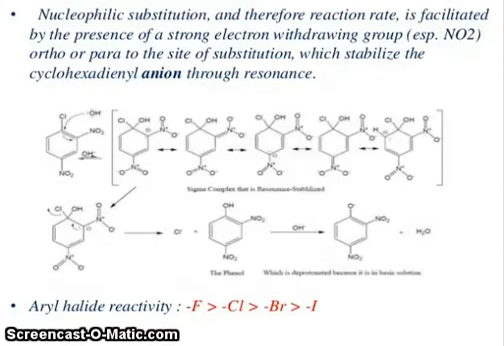Now friends, nucleophilic substitution and therefore reaction rate is facilitated by the presence of strong electron withdrawing groups, for example NO2, ortho and para to the site of substitution, which stabilize the cyclohexadienyl anion through resonance. You can see here OH minus attack on the chlorine carbon, and then they create a lot of resonating structures. So this is the reason for stability. For aryl halides, reactivity is fluorine greater than chlorine greater than bromine greater than iodine.